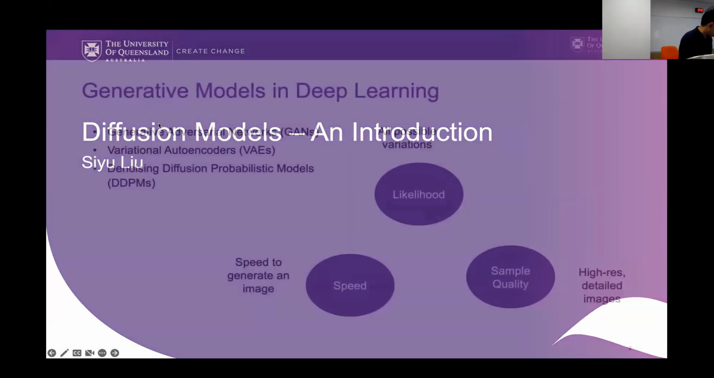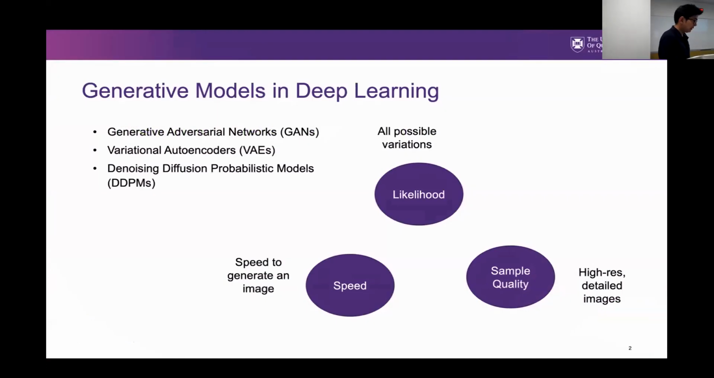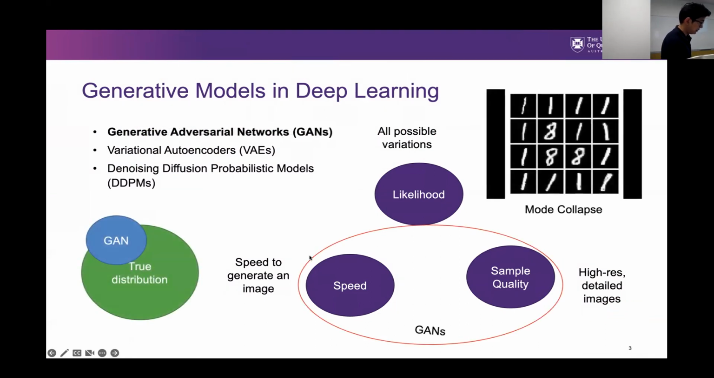All right, so I'll just briefly talk about generative models in general. Usually when we talk about generative models, there are three metrics we're really interested in, right? So the first is the likelihood, which means are we covering all the variations in the data set, or are we just covering a subset of it? And there's image quality as well. So is the resolution good? Do we have sufficient details? And the speed, how fast can the model generate images?